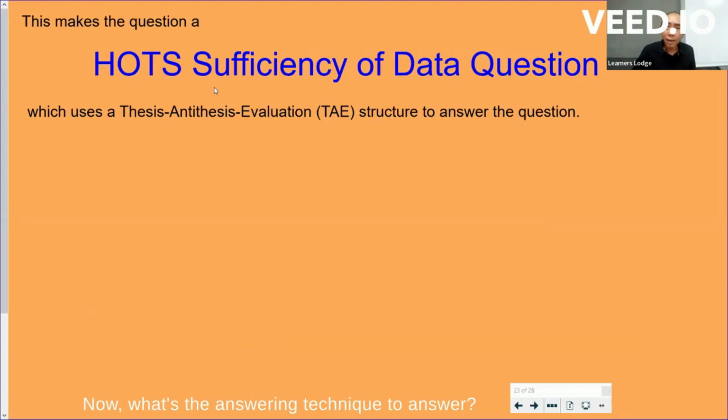Now, what's the answering technique to answer a high order sufficiency of data question? In a case study, you are using a TAE, or thesis, antithesis, evaluation approach. For those of you who are Raffles students, I believe your teachers use a slightly different terminology. They call it TAS, thesis, antithesis, synthesis. For all intents and purposes, you can just treat the two as synonymous, TAE and TAS. They're not exactly the same thing, but for now, good enough to think of it as synonymous. So what is this TAE or TAS approach?